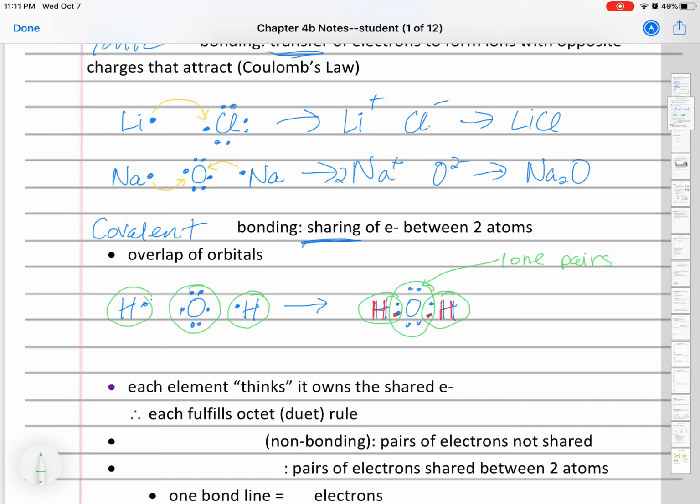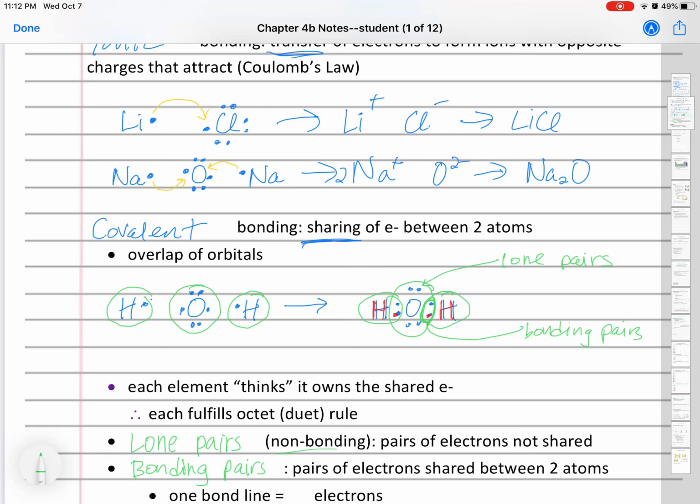All right, and I'm going to fill in this blank. Lone pairs are also called non-bonding pairs, and they are pairs of electrons that are not shared, so they belong to one atom and that atom only. These electrons here in this shared region, where there's the overlap, those are bonding pairs of electrons. We'll fill that in down here, bonding pairs. So those are pairs that are shared.